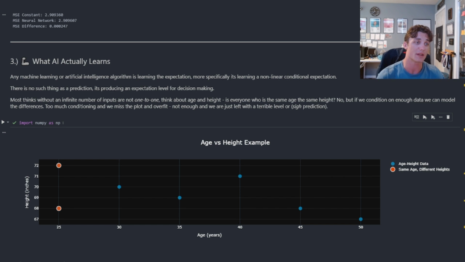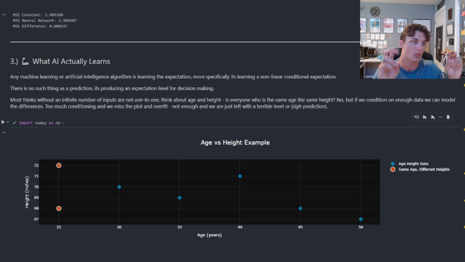Sure, there are different architectures for different types of problems that can learn distributions or different types of encodings, but that's not what we're discussing right now. We're discussing that AI, or a neural network, is a universal function approximator for an expectation. Just like we saw with the dice roll example, right? The dice roll is a random variable. We're trying to predict the outcome, and the best that we can do for that randomness is an expectation.